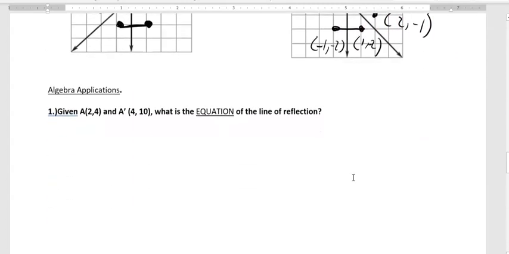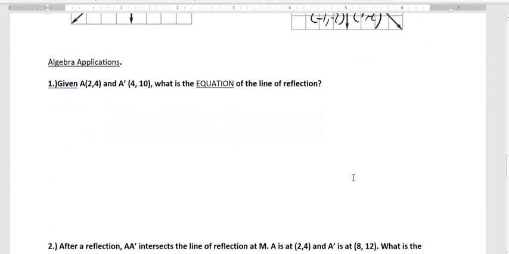The last thing we have to get to is we have to do some applications. I want to get some algebra in here. Remind you guys how to write the equation of lines and stuff. So here it says, here is the point of A, here's the point of A prime. What's the equation of the line of reflection? What do you think is a good first step?